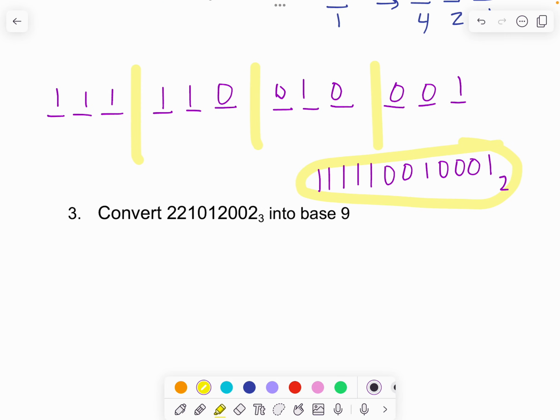All right, now if we are going the other direction, similar idea, except we have to think of it in reverse.